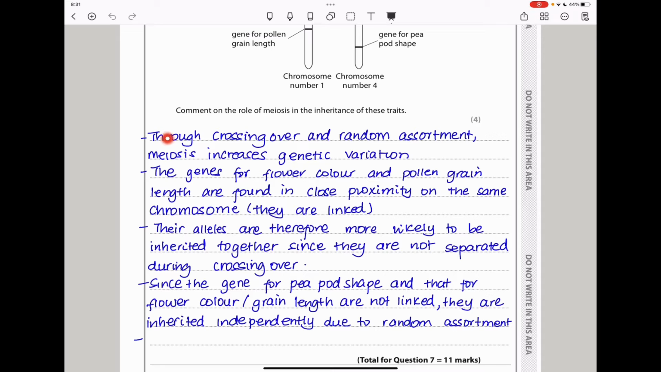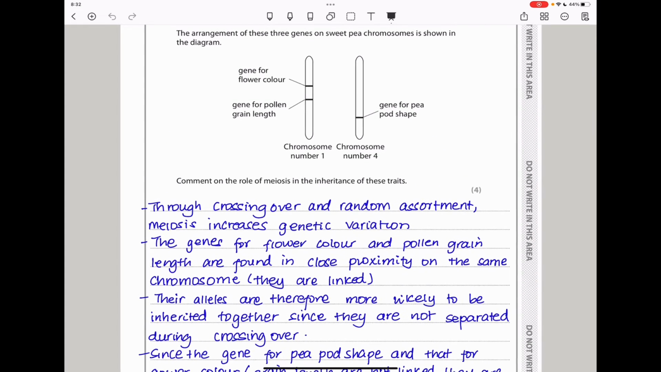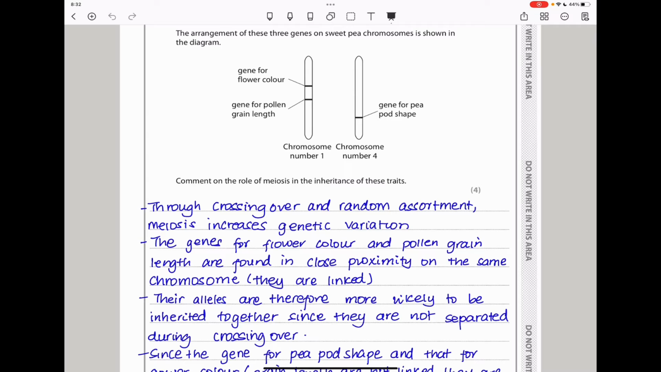So I said, through crossing over and random assortment, meiosis increases genetic variation. And then these genes for flower color and pollen grain length are found in close proximity on the same chromosome. Let me take you back. This is the same chromosome, and they are in close proximity. It means during inheritance, these 2 genes are going to be inherited on the same chromosome. They cannot be crossed over. So that is why they are on the same chromosome and in close proximity.